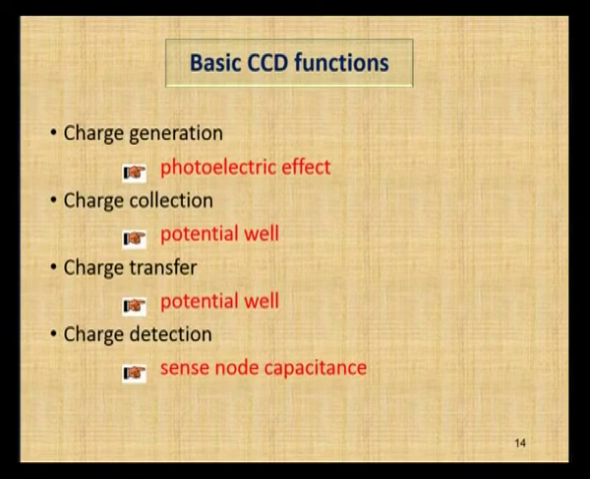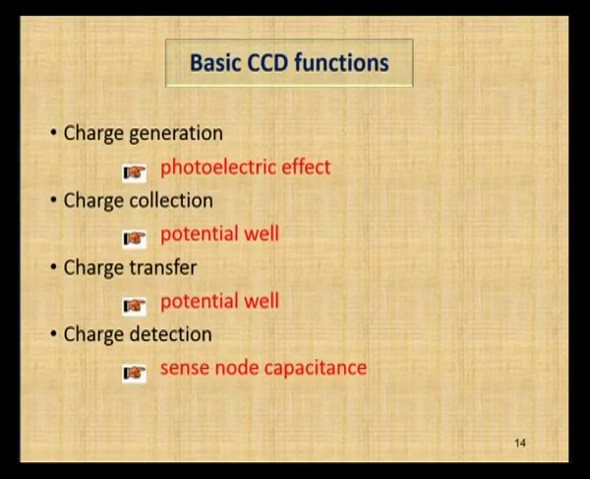The sense node will detect the capacitance of each cell. For every cell there is a capacity to hold charge up to a maximum value, after which it should overflow. After that the blooming, as I said, will happen. There is a sense node to detect that, after which the maximum charge stored in the potential well will transfer to the next cell. These are the four functions of a CCD.